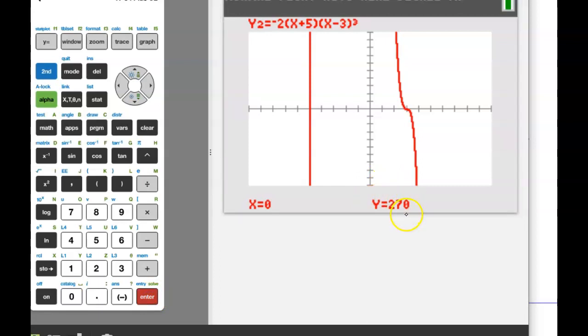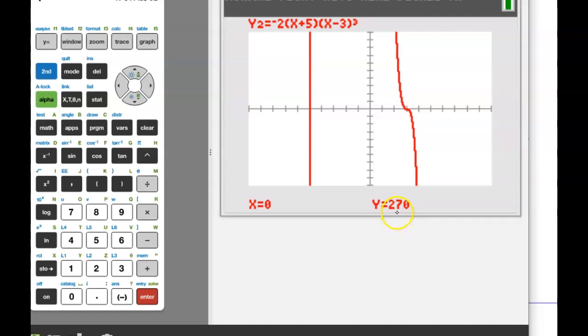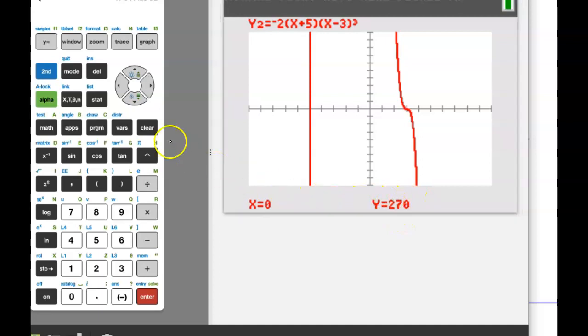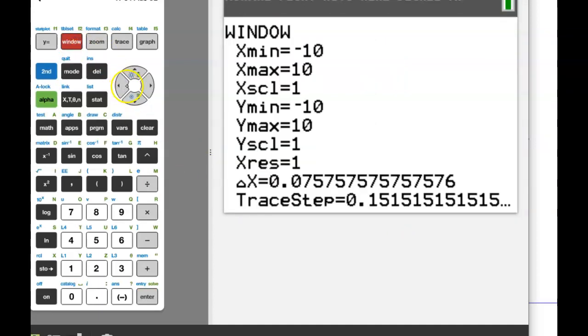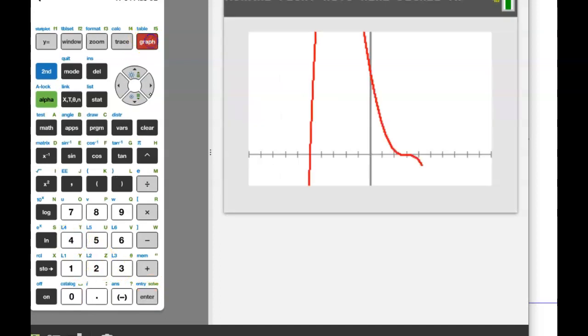Now the next question asks for a maximum, so I need to see the top of this thing. I already know it goes up to 270 or more. Okay, so I think I changed this to like negative 100 to 400 or something. I don't remember. That's not high enough.